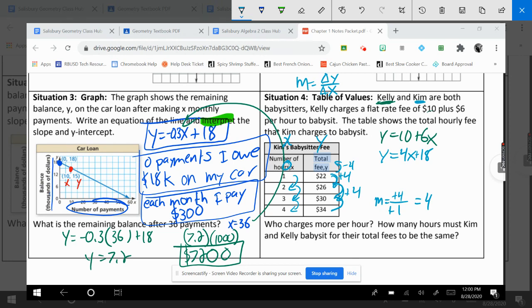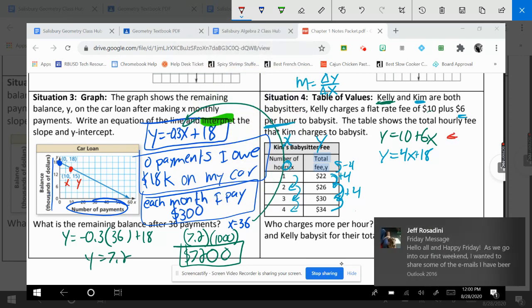which is going to be representative of our hourly fee, right? 6 per hour, 6x, which means Kim is 4 per hour. So who charges more per hour? That answer, I should use a different color. We'll use red. It looks like it's going to be Kelly up there.